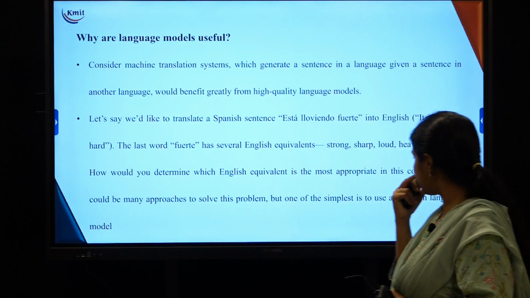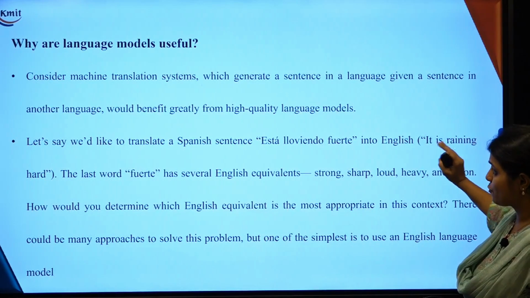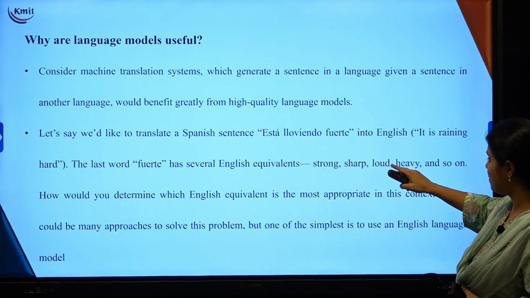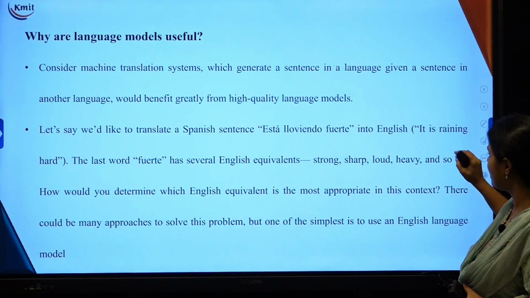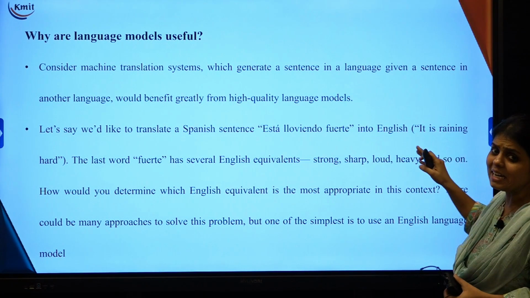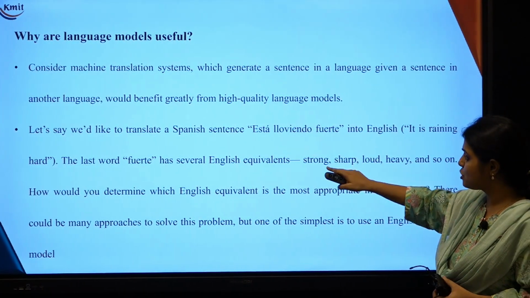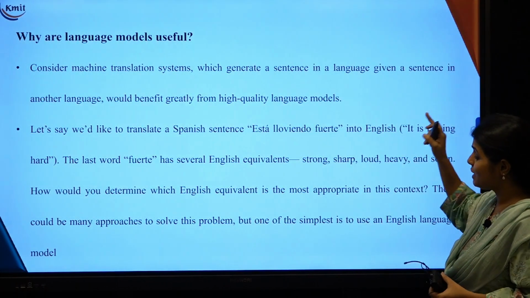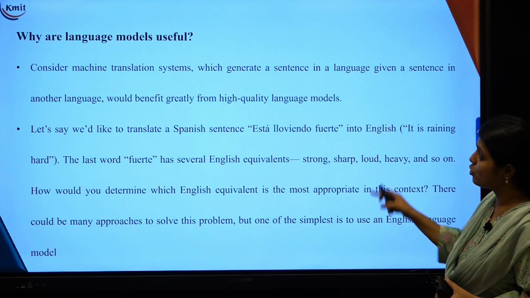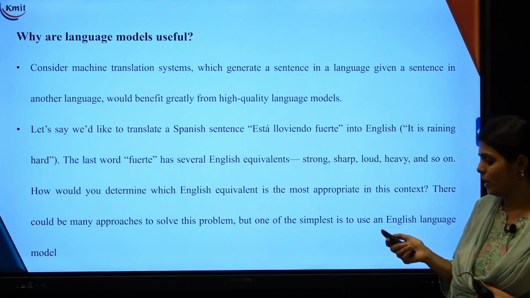As I've given you an example, let's take the Spanish sentence. Here the third word has different meanings, several English equivalents, which are strong, sharp, loud, heavy, and so on. So when I convert this sentence from Spanish to English, it says "it is raining hard." Hard is the word chosen because there are multiple equivalents like strong, sharp, loud, heavy, but hard is chosen because it was most appropriate in the given context, and I found that out by using language models, which predict the probability of each and every word.